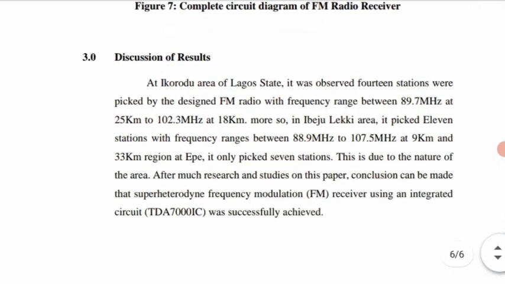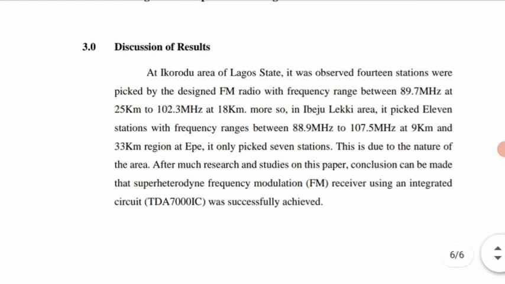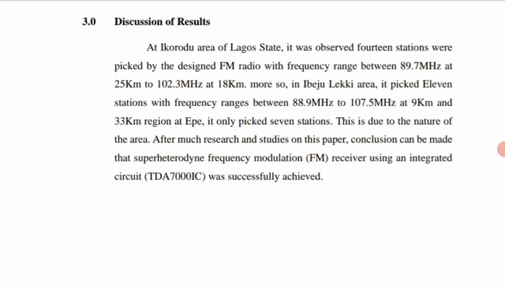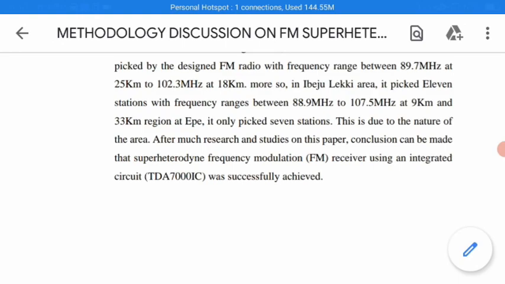Lastly, the discussion of results. At Ikorodu area of Lagos State, it was observed 14 stations were picked by the designed FM radio with frequency range between 89 MHz at 25 km to 102 MHz at 18 km. When compared to the theoretical calculation and the practical, both are the same. So after much research and studies on this report, a conclusion can be made that the superheterodyne frequency modulation receiver using an integrated circuit TDA was successfully achieved.